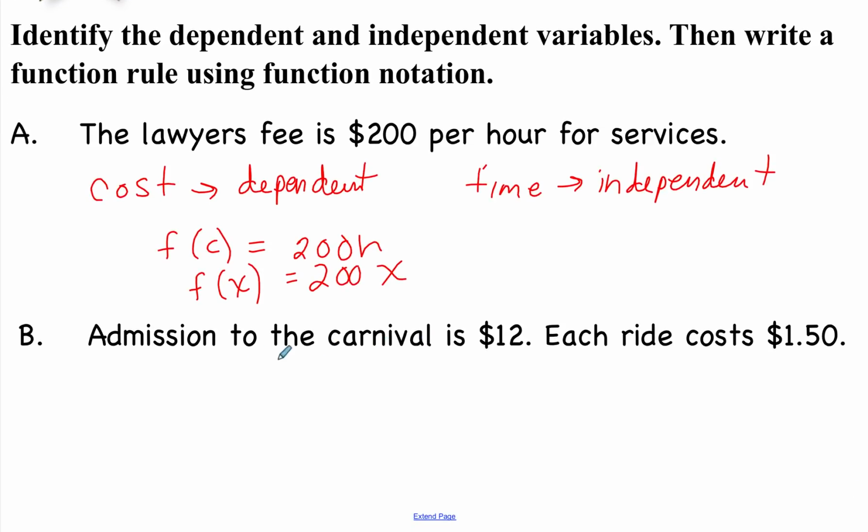Okay, let's take a look at letter B. Admission to the carnival is $12. Each ride costs $1.50. Okay, well, what is the dependent and what is the independent? Well, the amount you're going to pay for the carnival, again, the cost, that's going to be the dependent, right? The cost depends on what? Well, it depends on how many rides you ride, right? So the number of rides would be our independent.